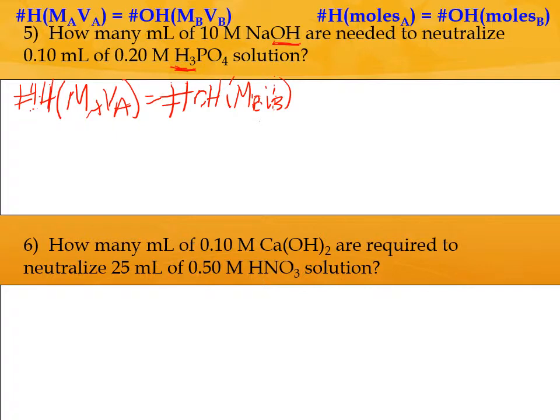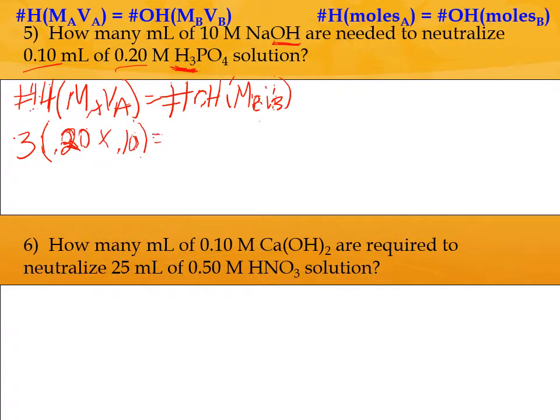So my number of H's is right here in the formula. It tells me that there are 3 H's in each acid molecule, so I'm going to write 3 outside the parentheses. And then my molarity of acid is 0.20 molar. So I'm going to write that. 3 times 0.20 times the volume of the acid, which is 0.10 milliliters, so times 0.10.